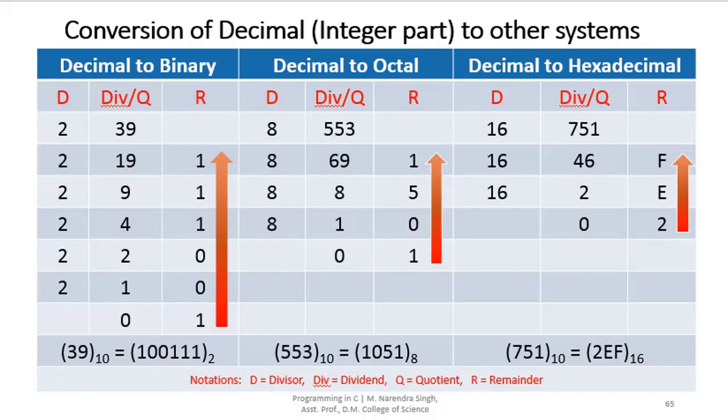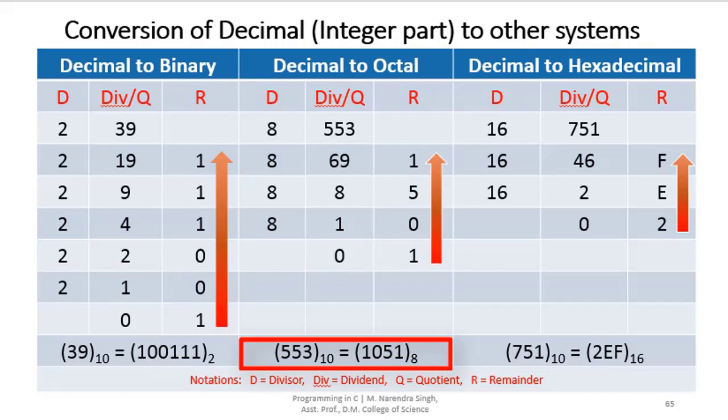In case of octal, we will divide by 8, and in case of hexadecimal, we will divide by 16. Now, the decimal number 553, let us convert it to octal. Since we are converting to octal, we will divide by 8. When we divide 553 by 8, the quotient is 69 and the remainder is 1. We divide this 69 by 8 again, the quotient is 8 and the remainder is 5. When we divide 8 by 8, the quotient is 1 and the remainder is 0. And then we divide 1 by 8, the quotient is 0 and the remainder is 1. Now we collect the remainders from bottom to top. So the octal equivalent of the decimal number 553 is equal to 1051.